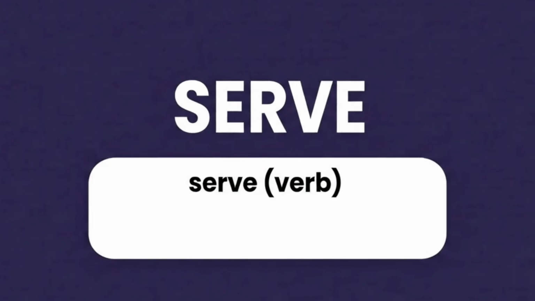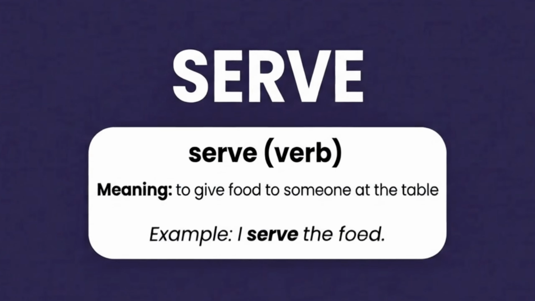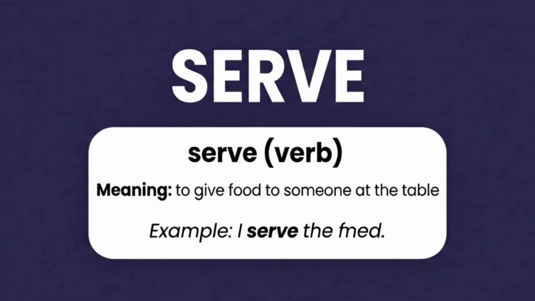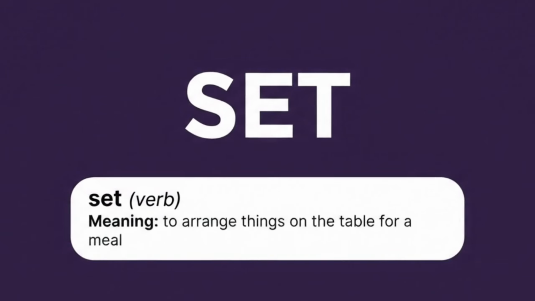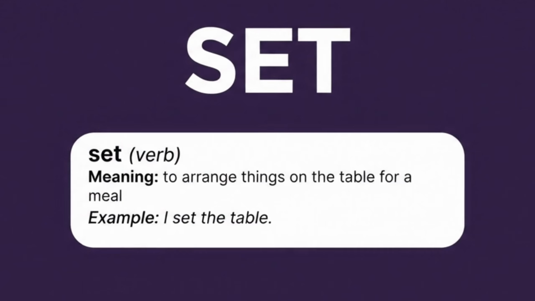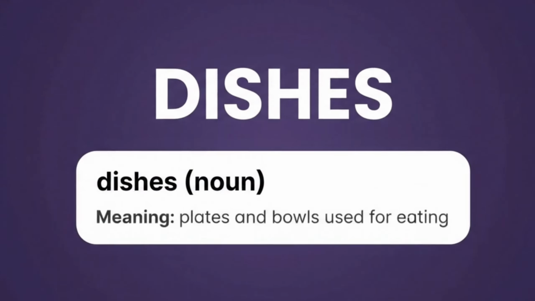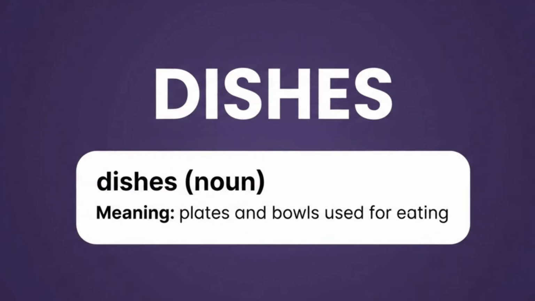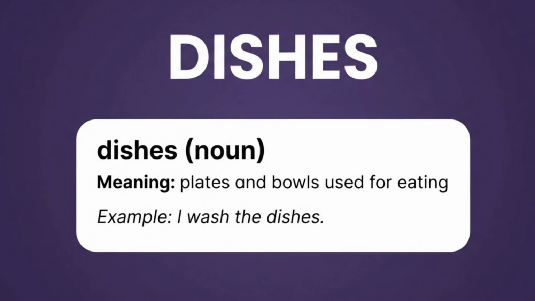Serve. Serve is a verb. It means to give food to someone at the table. For example, I serve the meal. Set. Set is a verb. It means to arrange things on the table for a meal. For example, I set the table. Dishes. Dishes is a noun. It means plates and bowls used for eating. For example, I wash the dishes.